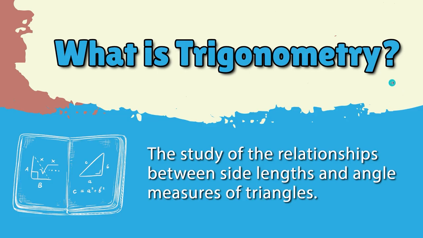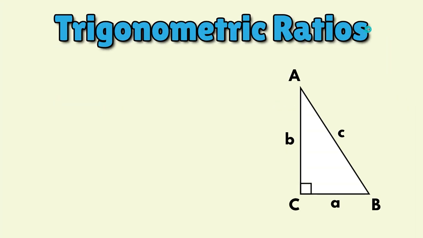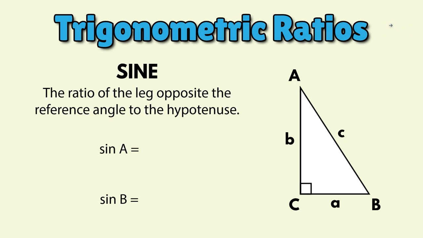So what is trigonometry? Trigonometry is a study of relationships between side lengths and angle measures of triangles. There are three primary trigonometric ratios that we're going to talk about today. The first one is the sine function. Sine is always going to be the ratio of the leg opposite the reference angle to the hypotenuse.